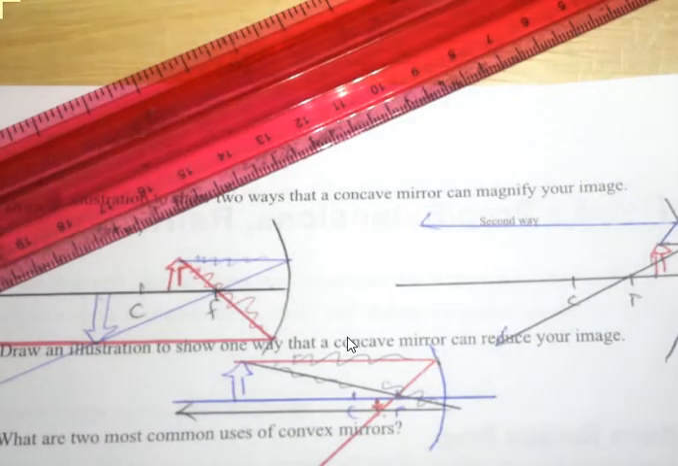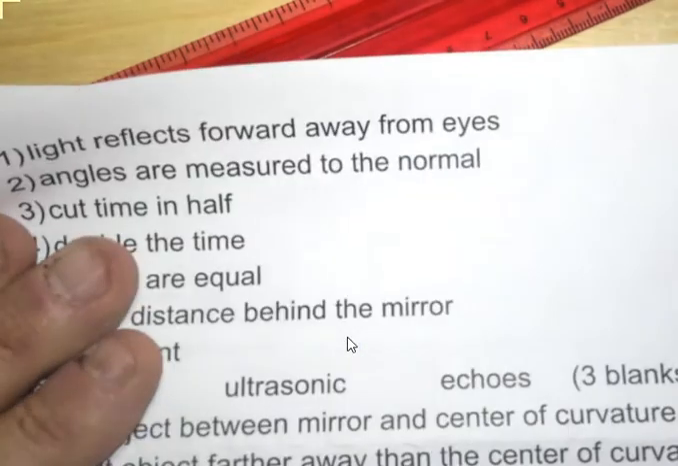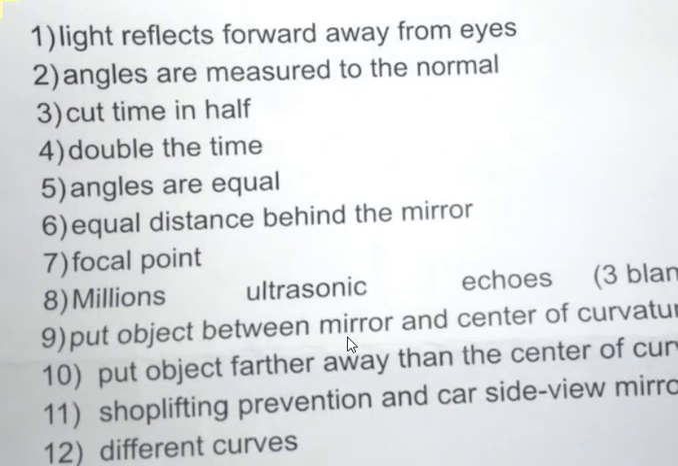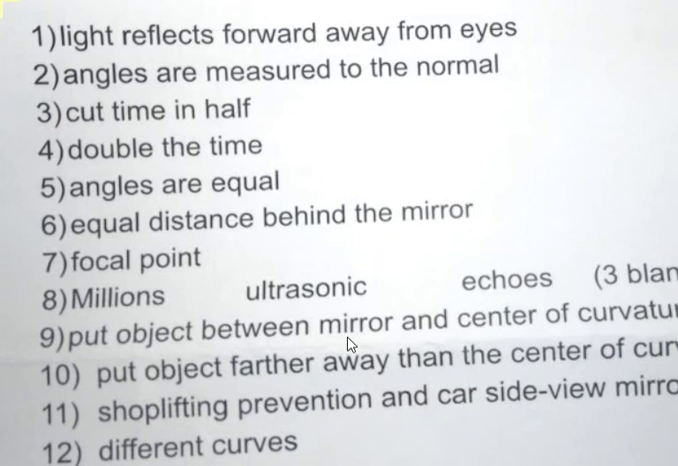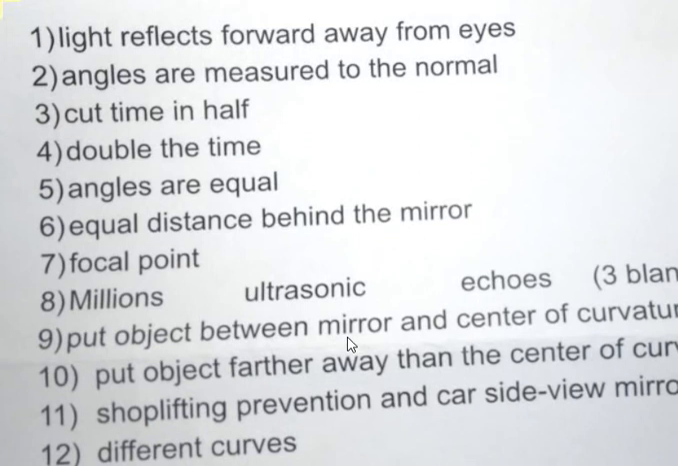Number 12. Shoplifting mirrors are spherical because they allow for a wider range of view. Same thing for your car side view mirrors. You don't want a car to be in that blind spot. And so to reduce the blind spot, it does not eliminate it, but it reduces it, is to have a curved mirror. So you can see a wider range of road behind you.